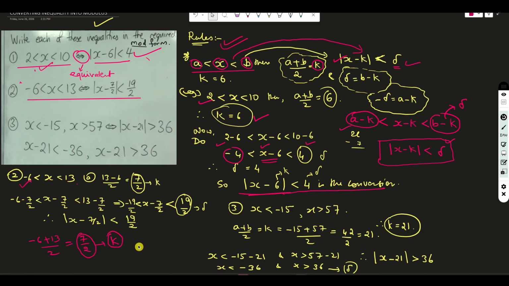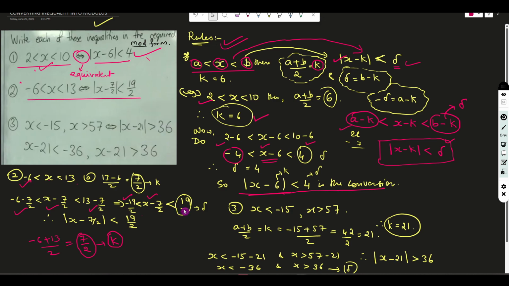Now next step, you have to subtract this k value, that is 7 by 2 in this case, from all the three terms. So subtract 7 upon 2 from minus 6, that I have done here. Then subtract 7 upon 2 from x, I have done it over here in the middle. And subtract 7 upon 2 from this 13 in the third term. So that you have to do as your second step. Now you simplify this. So minus 6 minus 7 upon 2 will work out to minus 19 upon 2. X minus 7 upon 2, you keep it as it is. And this 13 minus 7 upon 2 will work out to 19 upon 2.